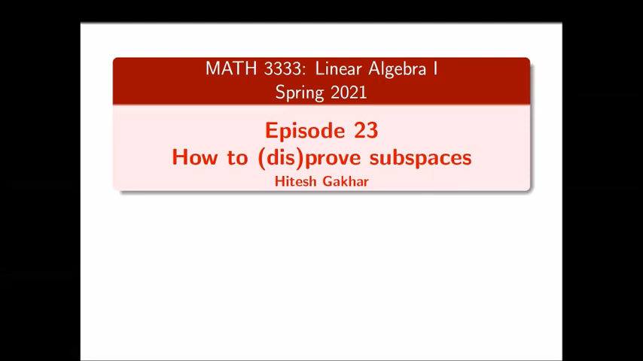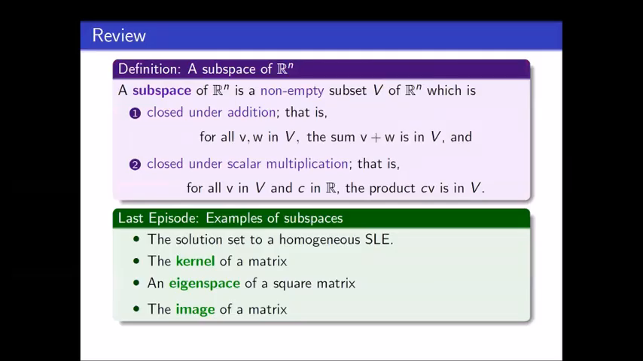In this video, we'll learn how to prove and disprove subspaces. So in the last episode, we learned about subspaces, and these are just non-empty subsets in Rn that are closed under addition and scalar multiplication. Some of the examples were the solution set to a homogeneous system of linear equations, and then kernels, eigenspaces, and images of a matrix.